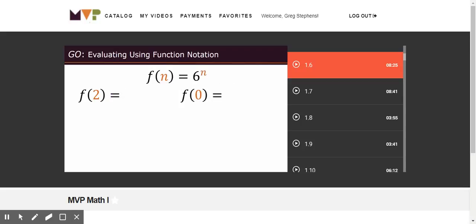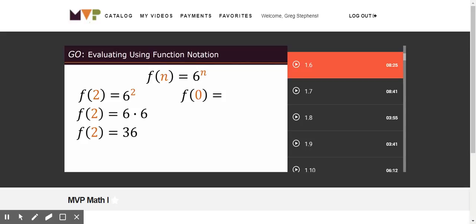In this first example, given that f of n equals 6 to the nth power, find f of 2 and f of 0. The notation f of 2 means that you should replace the n in the rule 6 to the n with 2, then calculate the value of 6 to the second power. 6 squared equals 6 times 6, which equals 36. Therefore, f of 2 equals 36.